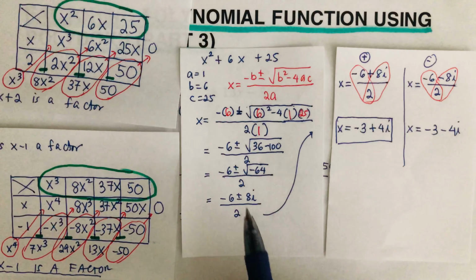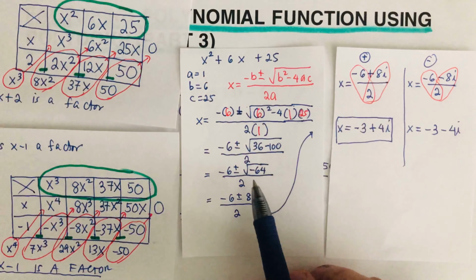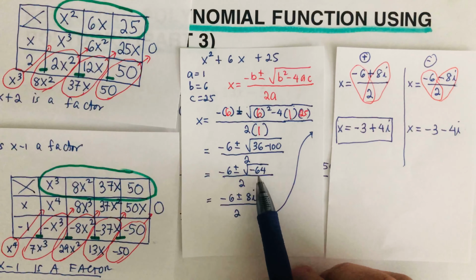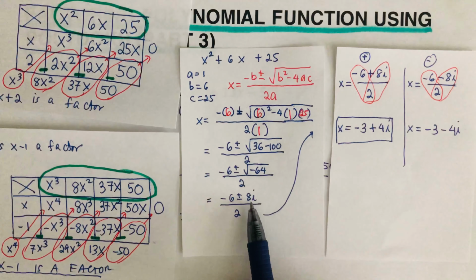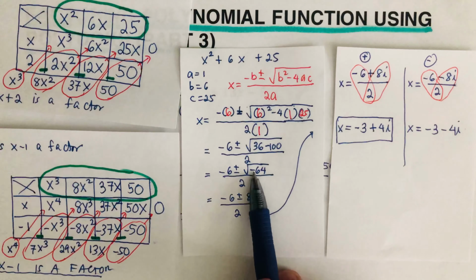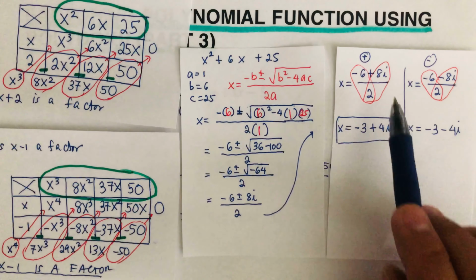Now others are going to ask, how did you get an 8i on that one? So remember, this is a negative 64. So remember that if it's a negative, we go ahead and get the square root of it and add i to it. That represents the negative. So then we say the square root of 64 is 8. Since there's a negative there, I put an i. And then I simplified it.